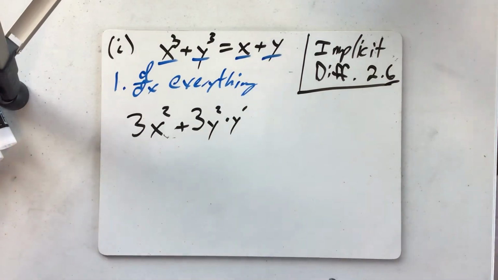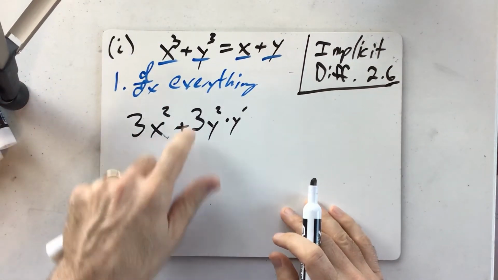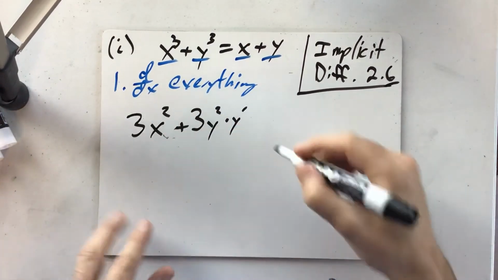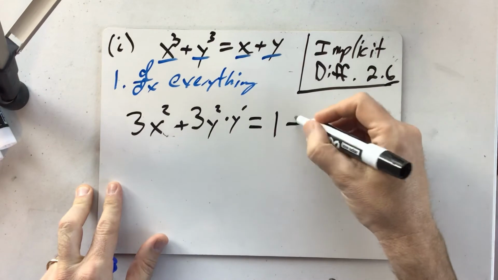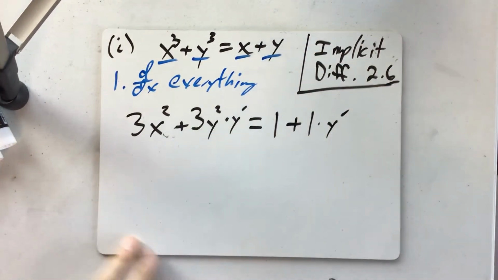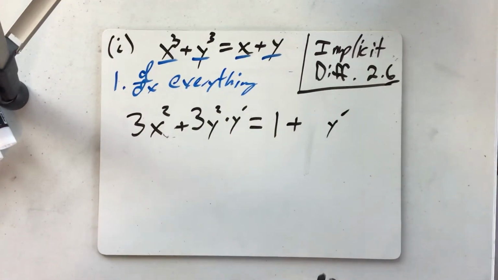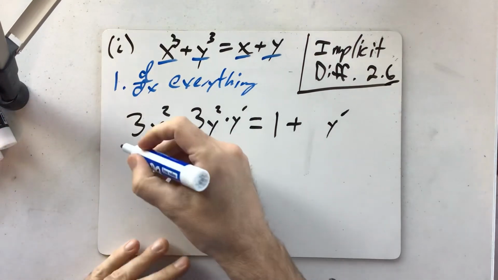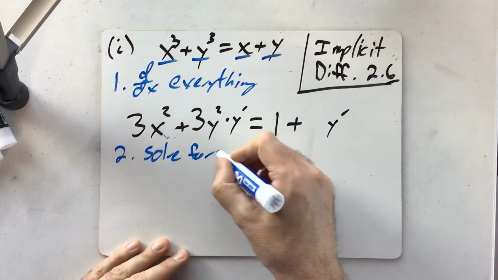Okay, sorry, that was a little distracted, but let's keep going. So x cubed gives 3x squared, plus 3y squared y prime, equals, and now let's take the derivative of the other side. The derivative of x is 1, and the derivative of y is 1 times y prime. I don't need that 1 there, I can just make it y prime. Now that we've dx'd everything, the last thing we do is solve for y prime.